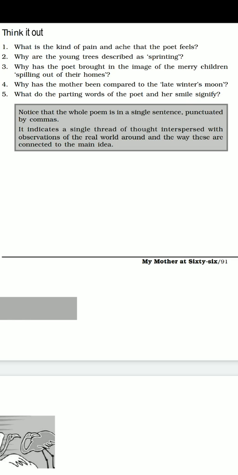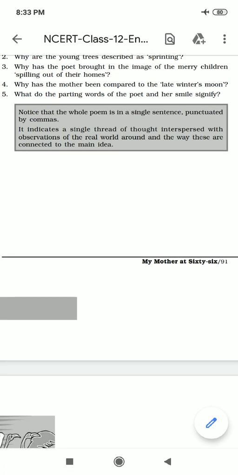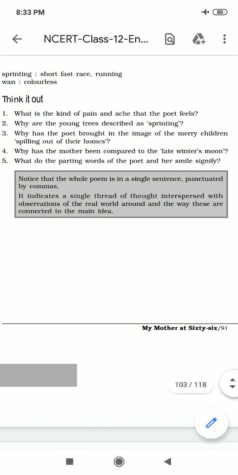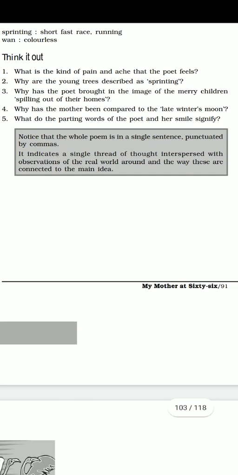What is the kind of pain and ache that the poet feels? It's nothing but her childhood fear. Since her childhood days, she has developed the fear of losing her mother when her mother becomes very old, and finally when she dies, and then she'll be separated from her mother. That's the pain and ache that the poet feels in the poem.